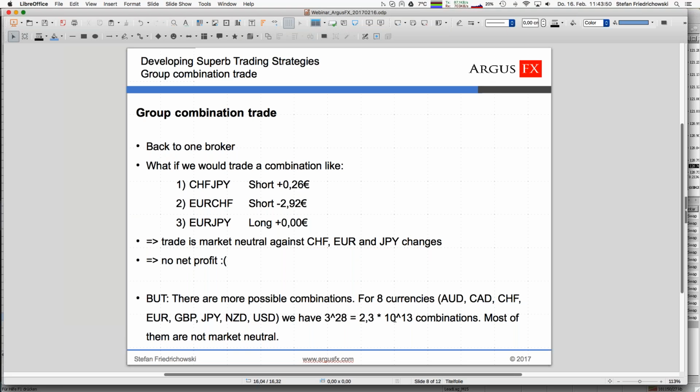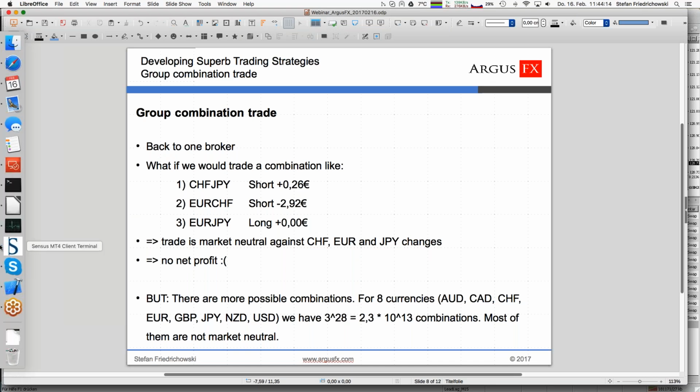That is the, in principle, possible number of combinations for those 28 forex pairs with the 3 possible situations: short, long, and no trade. Therefore, it's 3 to the power of 28. And once again, most of them are not market neutral.